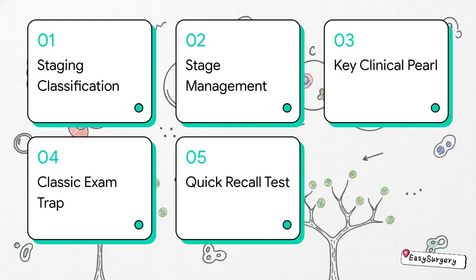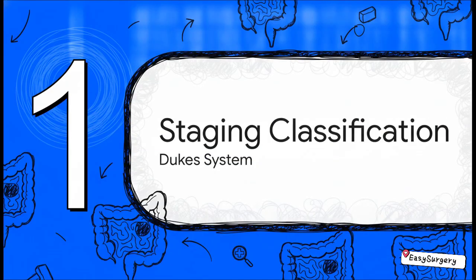Here is our quick roadmap for today. We're covering the Duke staging classification, stage-by-stage management, a key clinical pearl, a classic exam trap, and then we'll wrap it all up with a quick recall test. Starting right off with Section 1, Duke's staging classification.